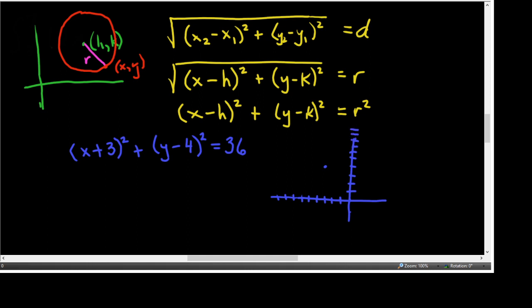I can tell you right now that I'm not drawing this perfectly, so it may or may not actually look like a circle when I'm done, so I appreciate your indulgence on that.